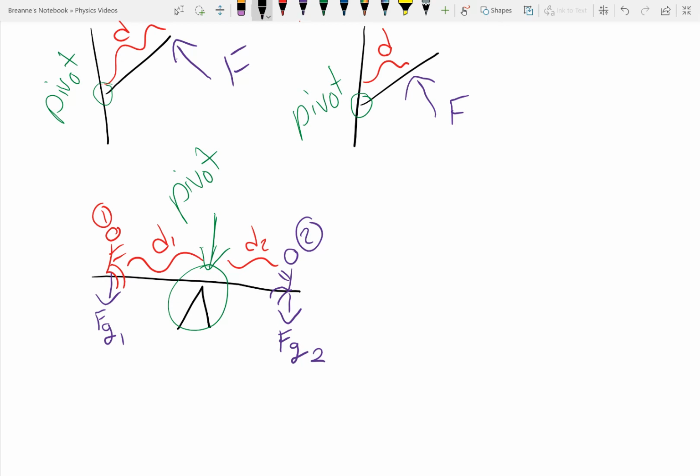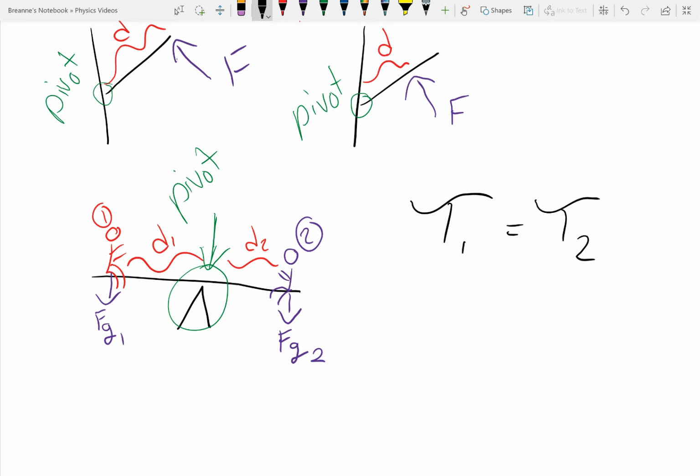And you do your torque of 1 has to equal your torque of 2. Why do they have to equal? Because they're balanced, just like your net force. Your torque is the exact same way. If it's not moving, your torque is balanced because it's not rotating.